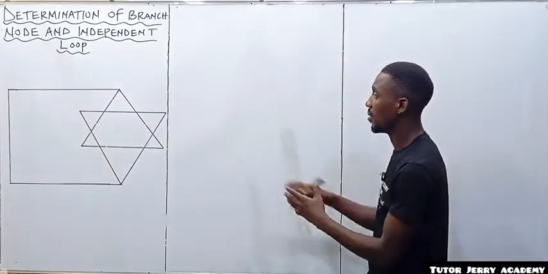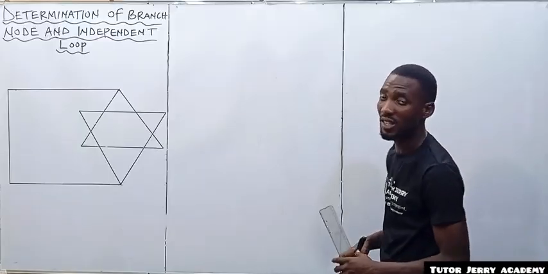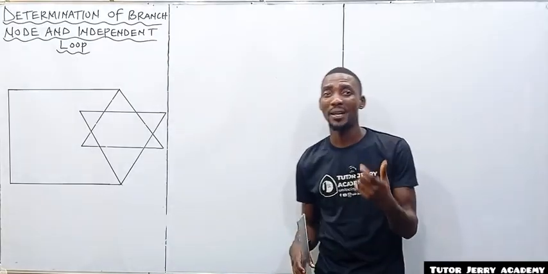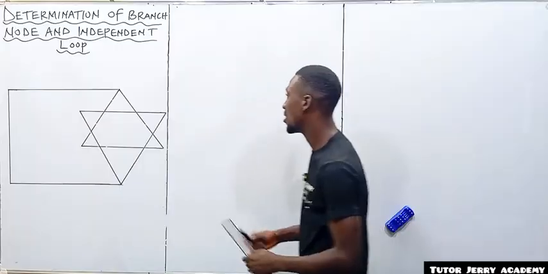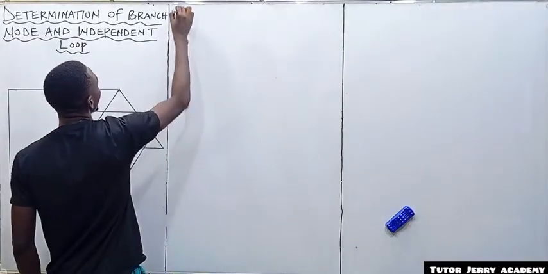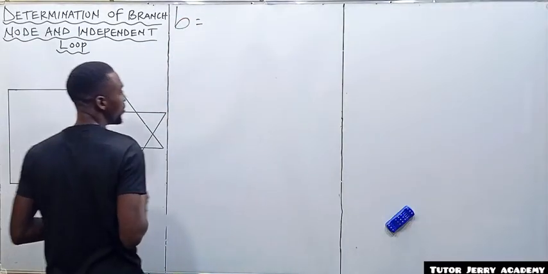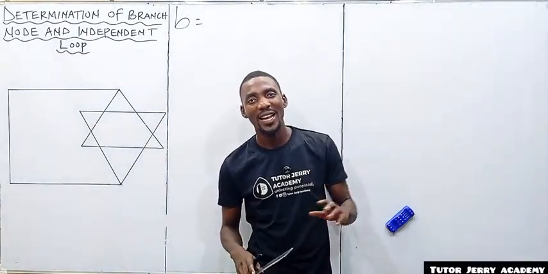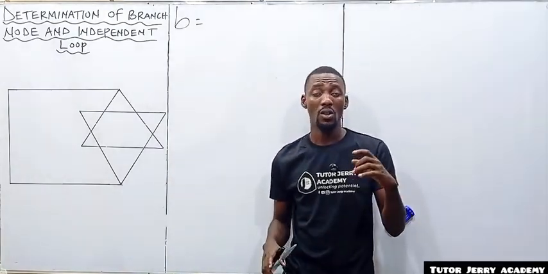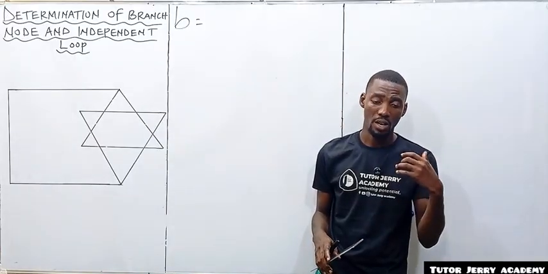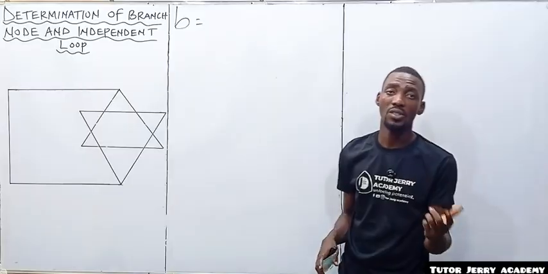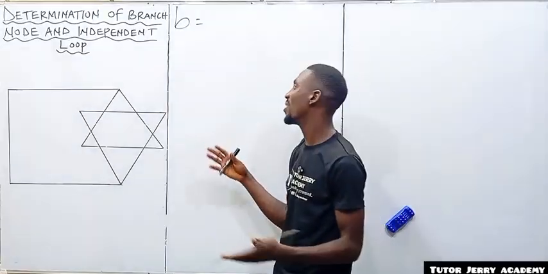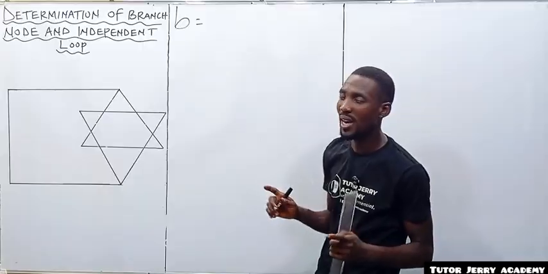All right, and for us to solve this question, this is the trick you are going to be applying, and you need to understand the concept of branch and node. Let's start with the branch. From the definition, we said a branch is a single element or any two-terminal device, which can be either a voltage source, a current source, or a resistor. But if you look at this, it's looking as if we are not having branches, right? But let me show you, we are having branches.